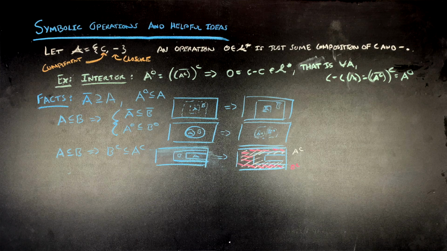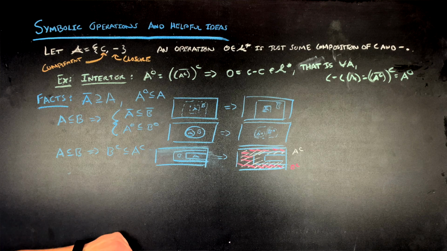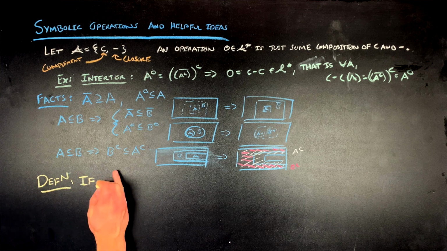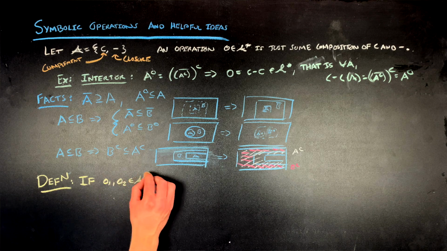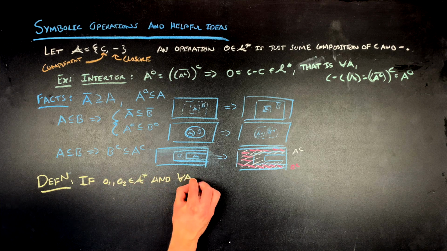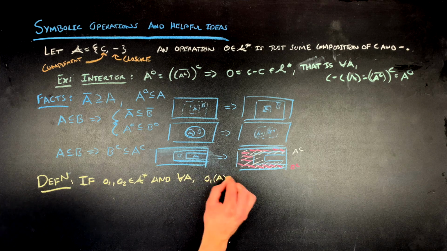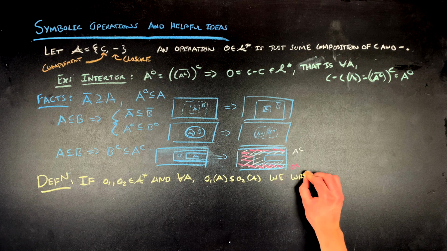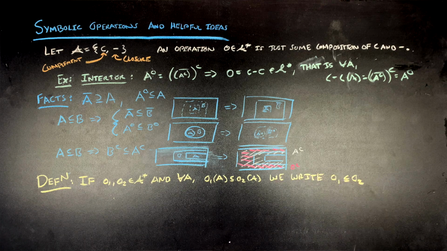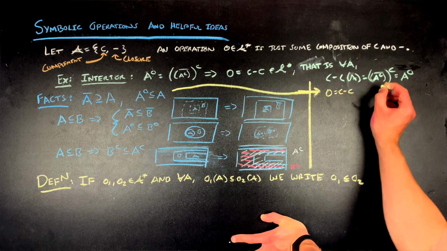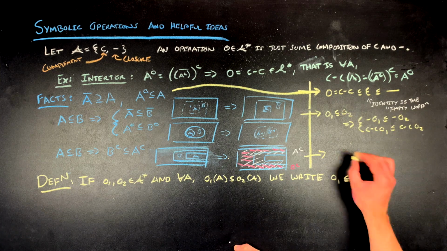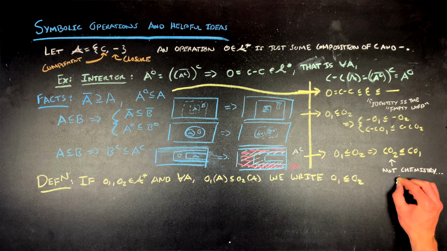These facts let us define a way to order and manipulate the order of the strings of compositions of the closure and complement operations. That is, if O1 and O2 are operations that are created by composing the complement and closure operations, and for every set A in our space, we have that O1 of A is contained in O2 of A, then we say that O1 is less than or equal to O2. Also, using this convention of less than or equal to, we can go ahead and rewrite that list of facts that we had in terms of the less than or equal to notation for operations.